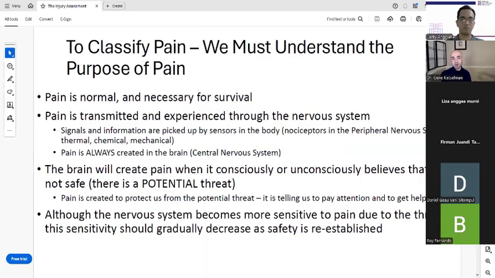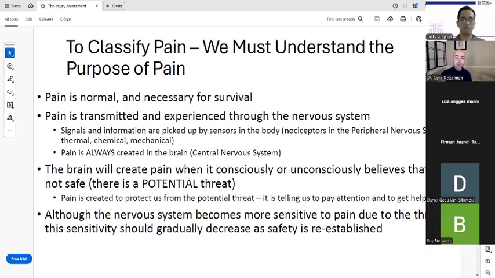So signals and information are picked up by sensors in the body. These sensors are what are typically known as nociceptors. And they typically pick up information around thermal, so temperature, heat, cold, things like that. Chemical, so things that might be running through our bloodstream. Inflammatory markers would be an example of chemical. And finally, mechanical. So this is where movements, postures, loads play an impact. All right, so that's what nociceptors pick up.